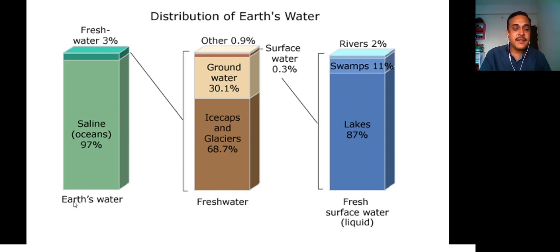For example, as for the Earth's water, we have studied in the last slide that nearly 71% of Earth's surface is covered with water, and out of which nearly 97% of water is in the form of saline or oceanic water, and only 3%, which is shown at the top of this bar diagram, is available in the form of fresh water.